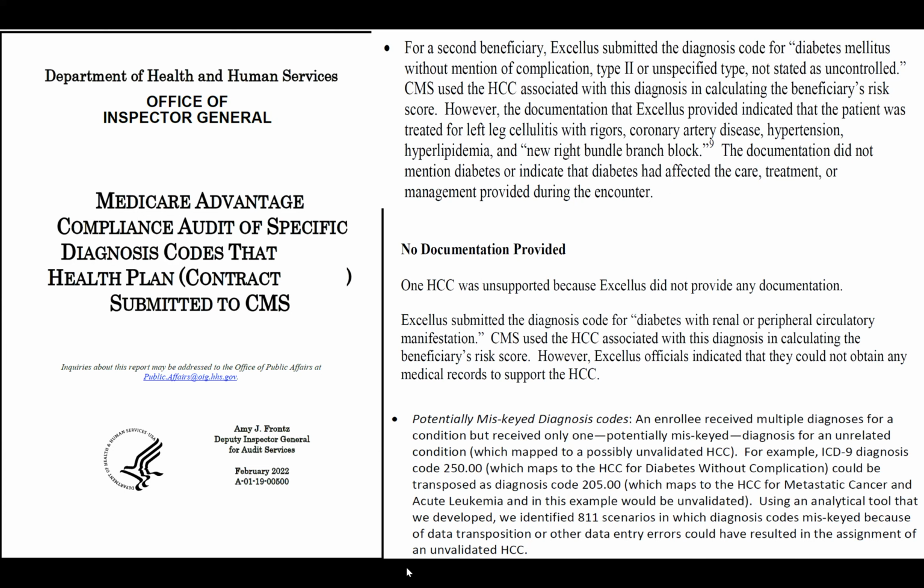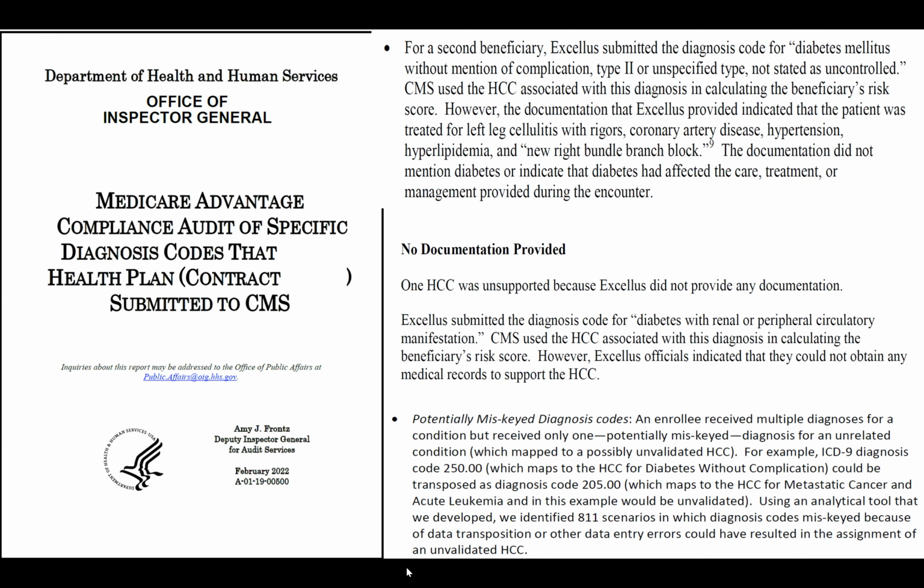So let's just take a look at a couple of these. For a beneficiary, Excellus submitted the diagnosis code for diabetes without mention of complication, type 2, or unspecified type, and not stated as uncontrolled. And so some of you may be rolling your eyes and saying, what is that? If you never worked in ICD-9, if you did, you might be saying, my God, what is this? Why are we talking about a code descriptor from 8 years ago?